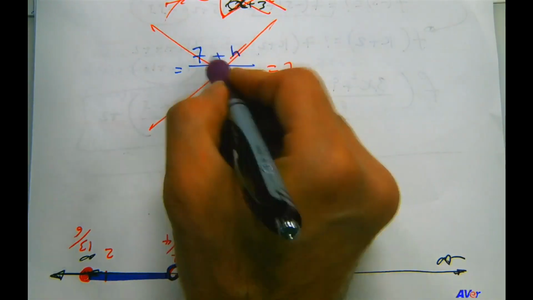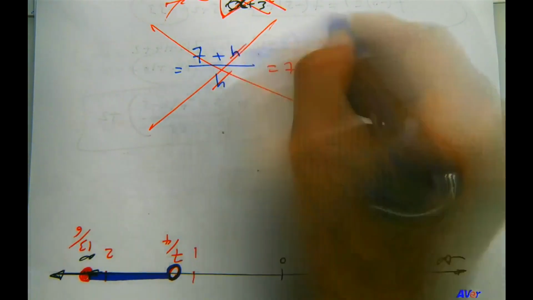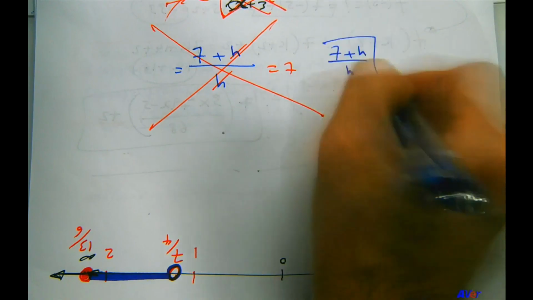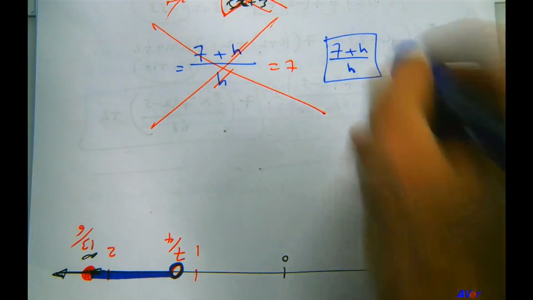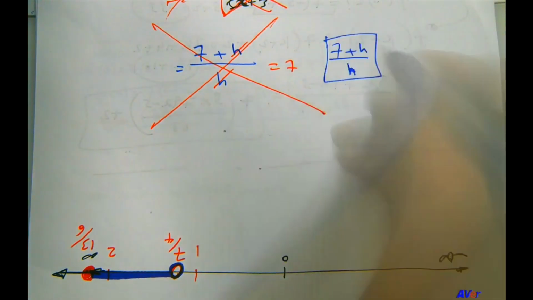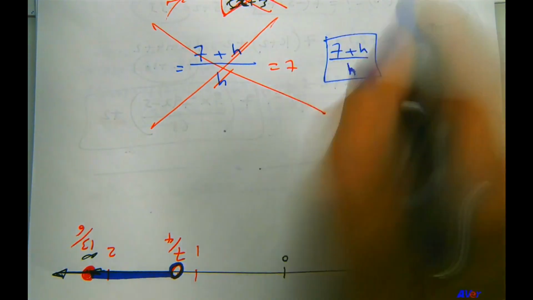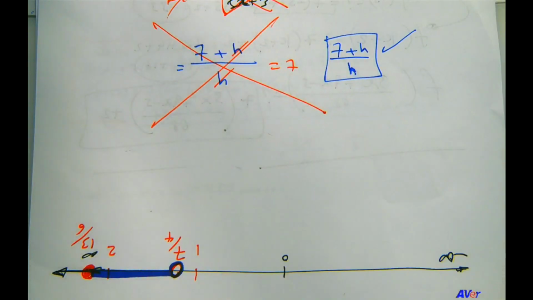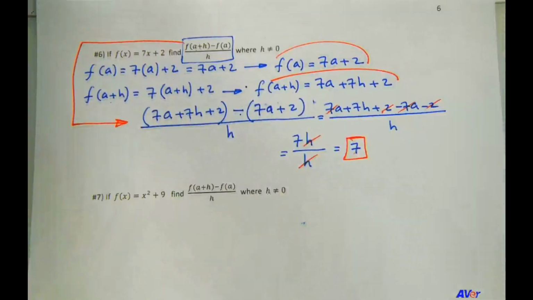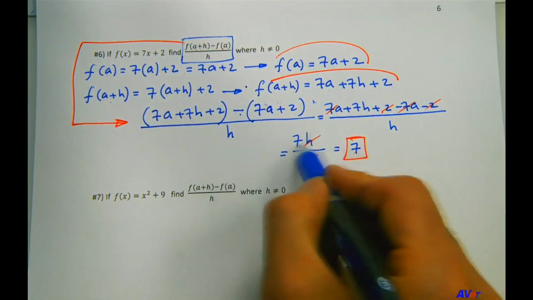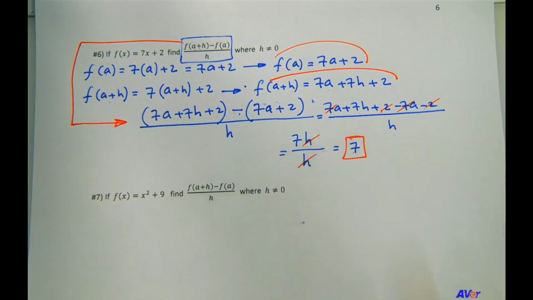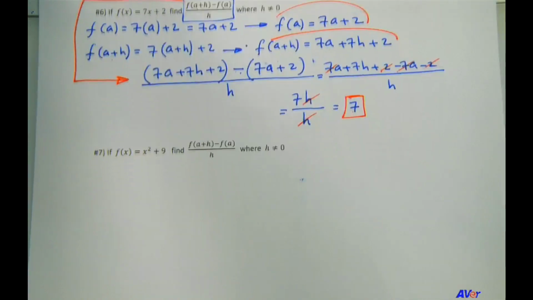This cannot happen. Okay, if you have 7 plus h over h, you keep it. You keep the whole thing. There is nothing you can simplify. You keep this as is. 7 plus h over h is correct. You cannot simplify the h terms. Here, we can simplify because 7 is being multiplied by h divided by h. That's why we can cancel the h's.